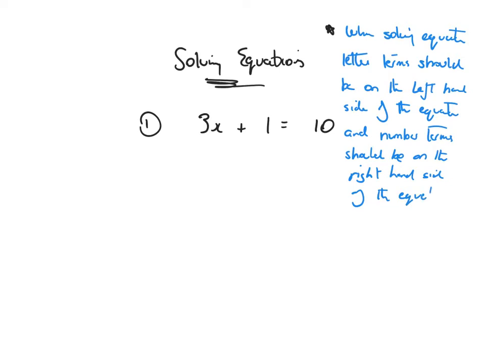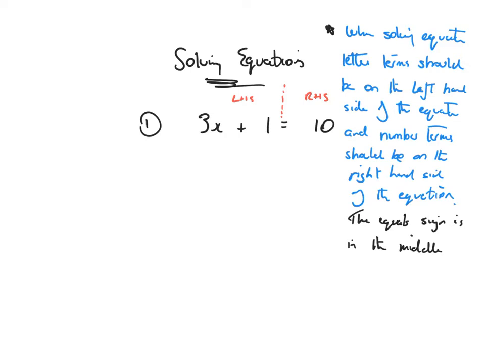Okay, so what's in between the left and the right? Well, that is the equal sign. The equal sign is in the middle. Okay, so let's look at this one. Well, the equal sign's in the middle, and here's the left hand side. I'm going to mark that with LHS, and the right hand side RHS. So letters should be on the left and numbers should be on the right.